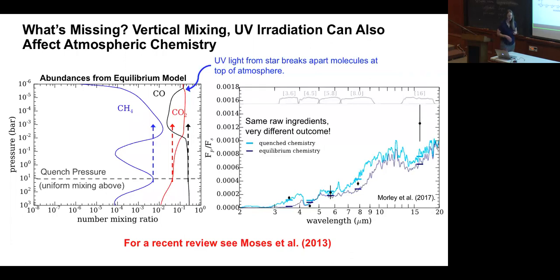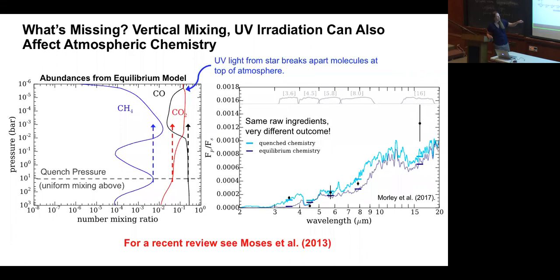Okay, so let's say that we made a new version of our model, which includes both of these effects. It includes photochemistry, and it includes this vertical mixing in some parameterized way. How does that affect the spectrum that we predict? So here is the same model, same elemental abundances, so same amount of carbon, oxygen, hydrogen, everything else. The only difference is now, instead of having abundances that follow these curved lines, which is the equilibrium case, you have vertical mixing and photochemistry.